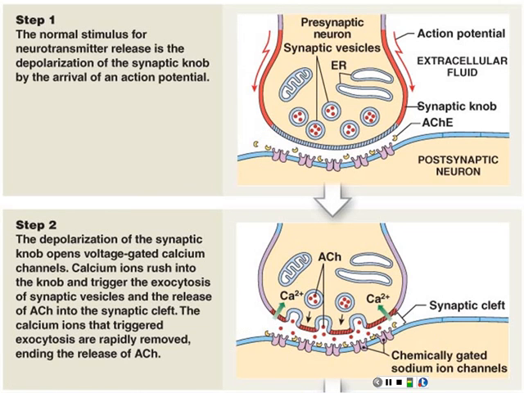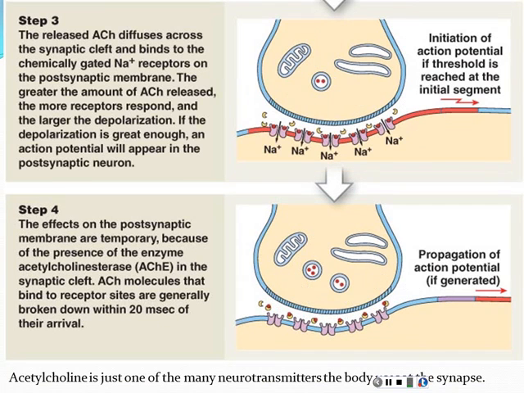If you have a lot of that happening, eventually that postsynaptic neuron is going to hit that minus 60 threshold and fire its own action potential. All right, I got a little ahead of myself there. So the acetylcholine crosses the synaptic cleft, binds to the sodium channels, and causes them to open. Sodium goes rushing in, so the membrane potential is now closer to that minus 60 threshold.